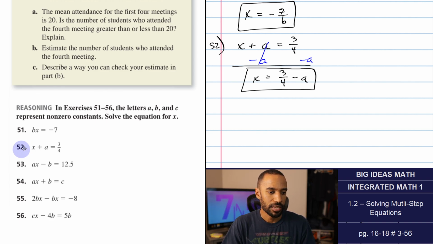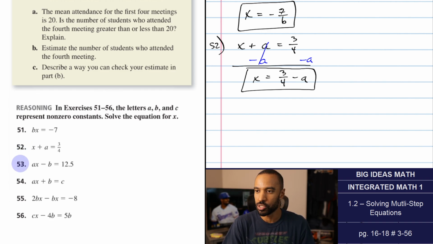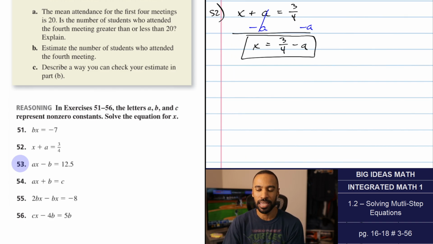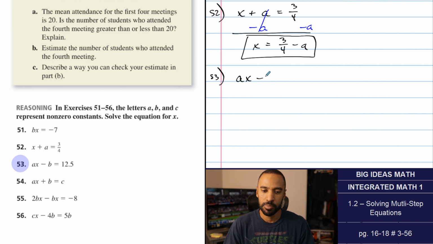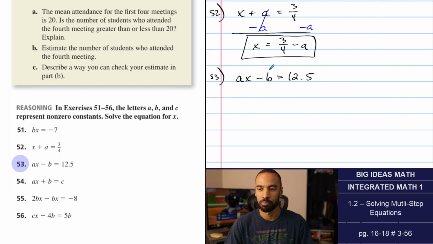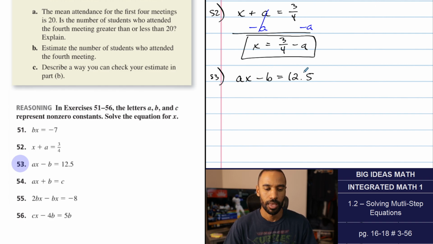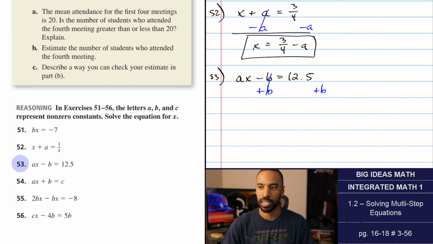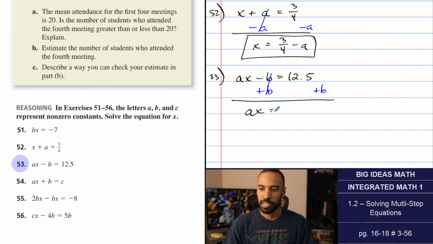Number 53 is a little bit trickier because it takes 2 steps, and yet we can't combine unlike terms. So keep that in mind when we're doing this. A times x minus b is 12.5. And don't forget, a is multiplying with x before b is subtracted. I'm going to add b to both sides to begin with, because we've got to get this term by itself, and these don't combine.